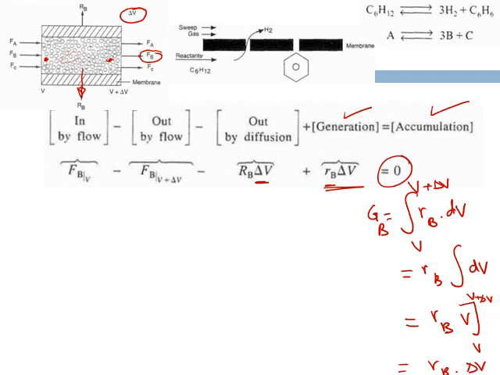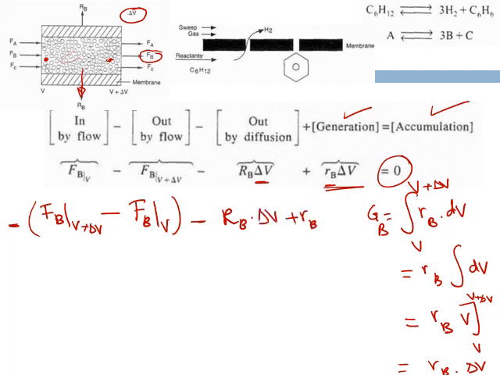So let's continue with the derivation. Let me do one simple thing. Let me rearrange it. Let me write FB evaluated at V plus delta V minus FB evaluated at V, but because we need to make it correct, we have to put a minus here, so it will be exactly the same as the above equation. Minus RB times delta V plus RB times delta V equals 0.